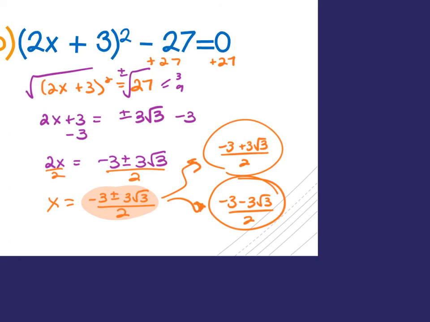If I was able to square root 27 and simplify it, like make it a number, then I would have to continue to get those 2 answers. So if it was a perfect square that you could simplify, you'd have to make sure that you do, and then break it down to the 2 answers. Questions on that one?